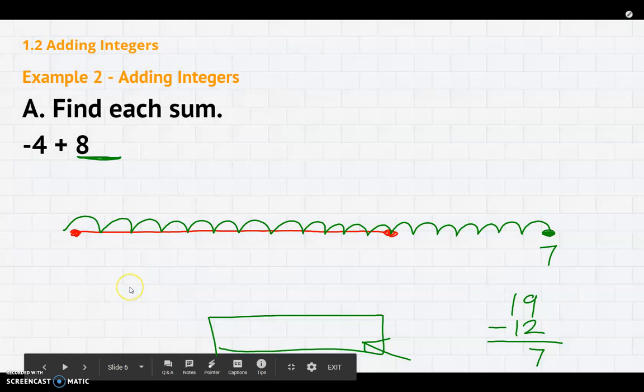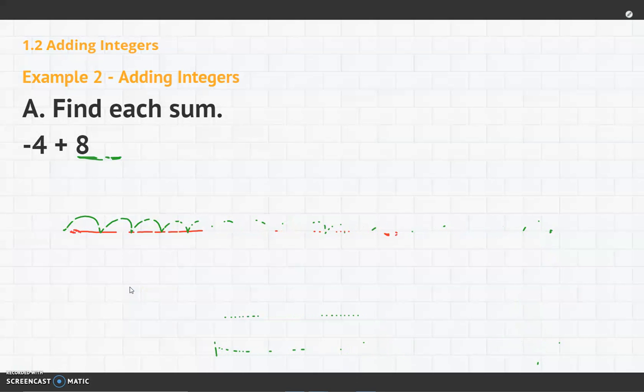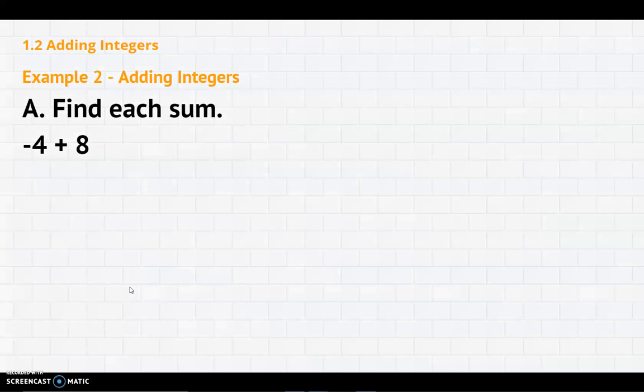Next example. -4 plus 8. Now this one, you could use either method again. It would be easy enough just to count on a number line. We would go, since it's a -4, we would go 4 places to the left. And then since it's a positive 8, we would turn around and go 8 more spots to the right. Okay. Or we could use our rule.